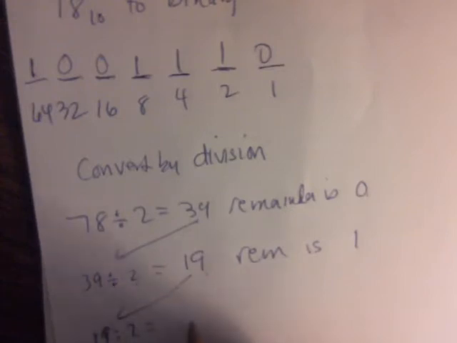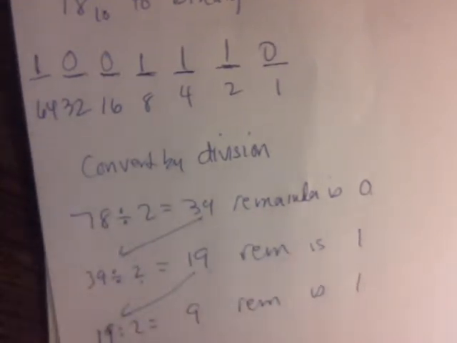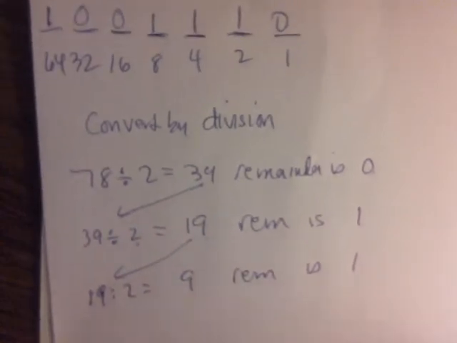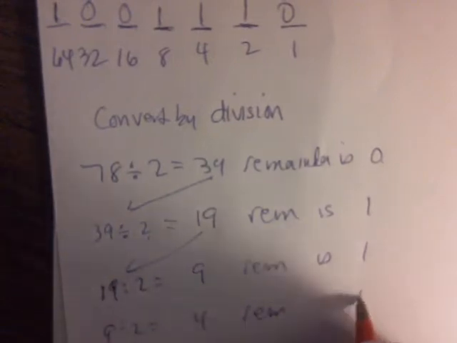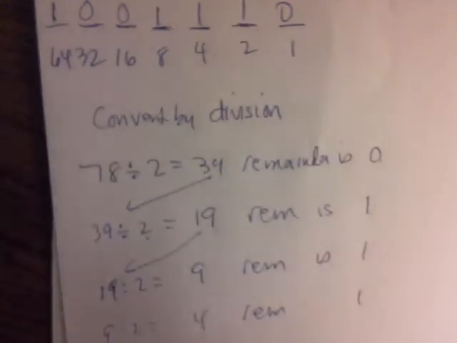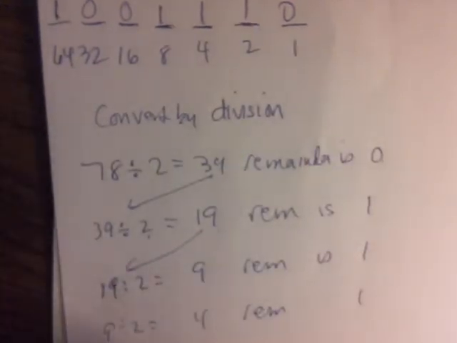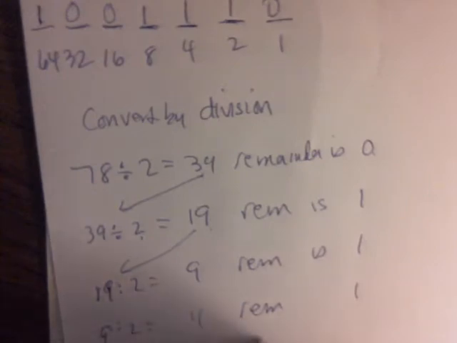19 divided by 2 is 9. Again, remainder is 1, because for binary, your remainder is either none or 1. And I keep going. 9 divided by 2, 4 times. Remainder is 1, and you kind of see these 3 ones and the 0. All right, now 4 divided by 2 is 2.